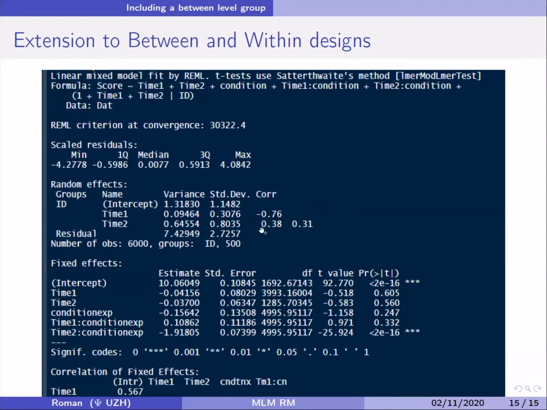For example, time 1 and the intercept, this is telling us the higher the person's intercept, the lower their slope at time 1. Here we're seeing that the higher the intercept, the higher their slope in the second arm of the experiment. Or here we're seeing that the higher their time 1 slope is, the higher the time 2 slope is.